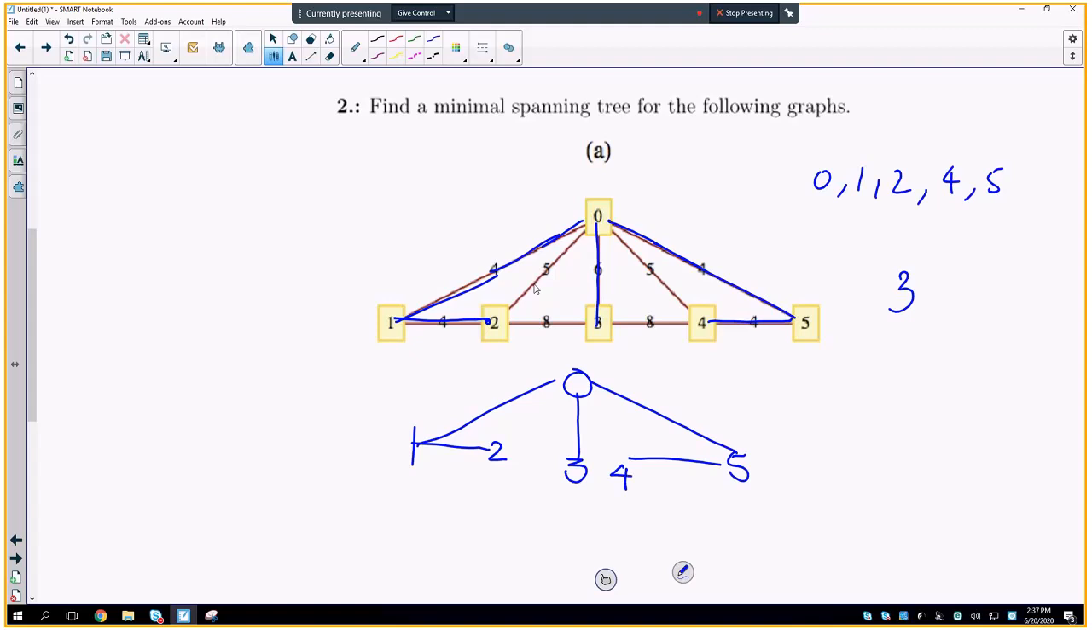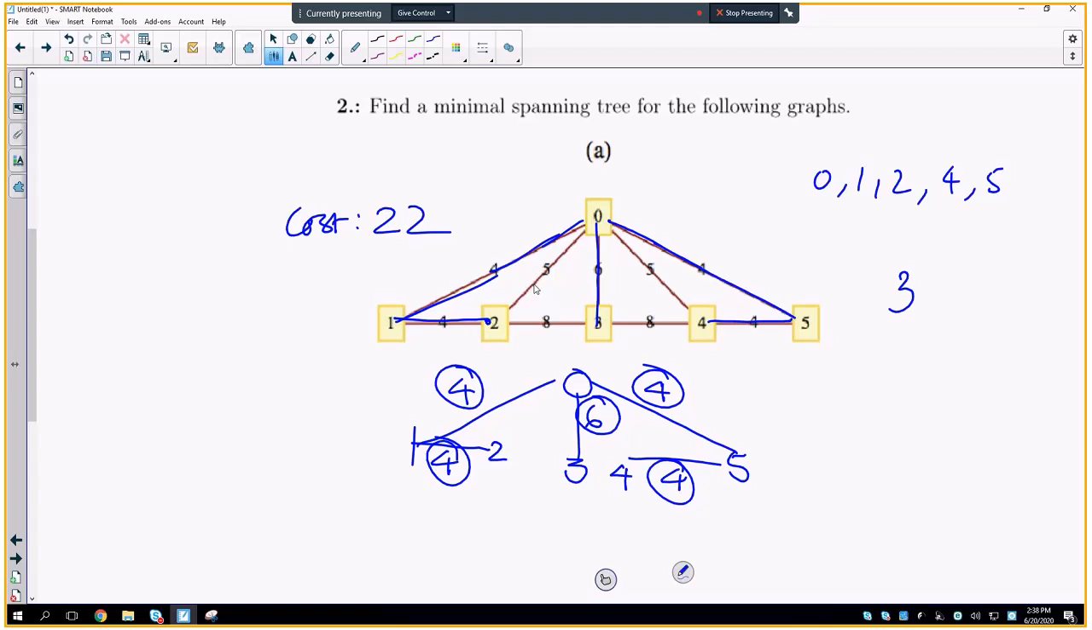And you can find the lowest cost. These costs are 4, 4, 4, 4, 6. So the total cost is going to be 4 plus 4, 8, plus 4, 12, plus 4, 16, plus 6, 22. So the cost of the minimal spanning tree is 22. That answers your question. So let's go to the next example.